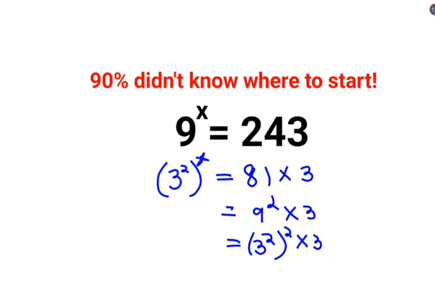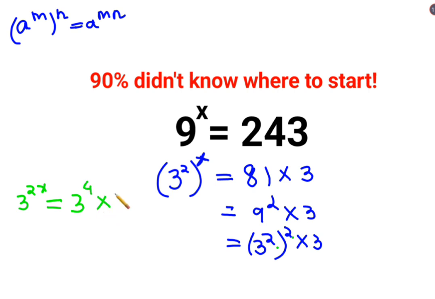Correct? So now remember, there are rules in indices which make your life very easy. This is a raised to m the whole raised to n can be written as a raised to m into n. Okay, so using the same logic, 3 raised to 2 the whole raised to x can be written as 3 raised to 2x. And this 3 raised to 2 the whole raised to 2 can be written as 3 raised to 2 into 2, which gets you 4 into 3.